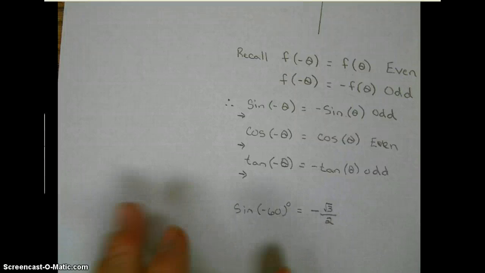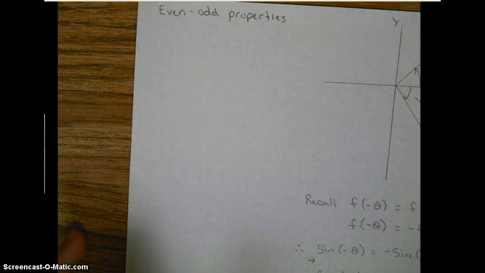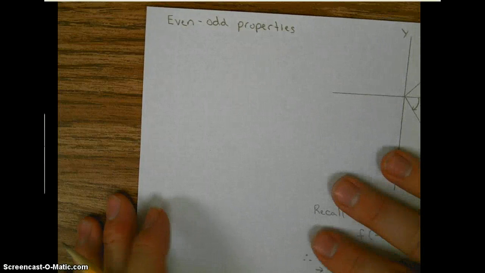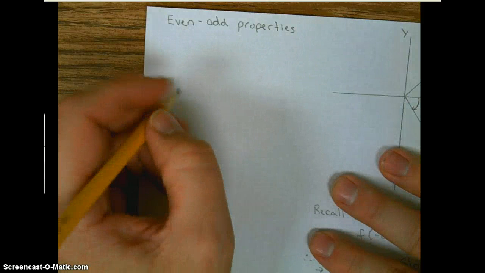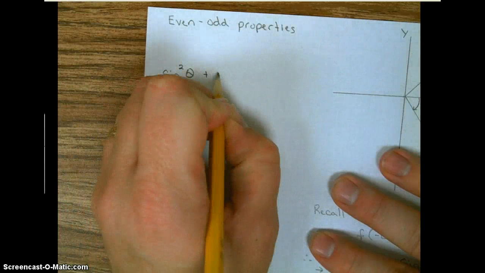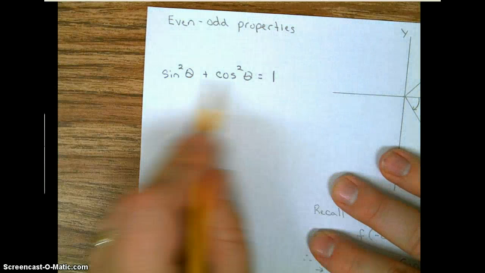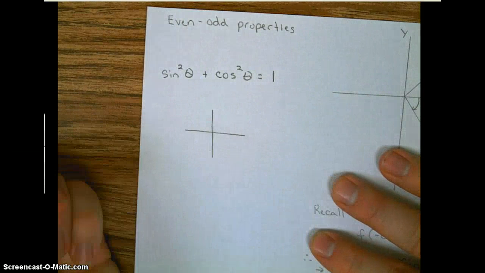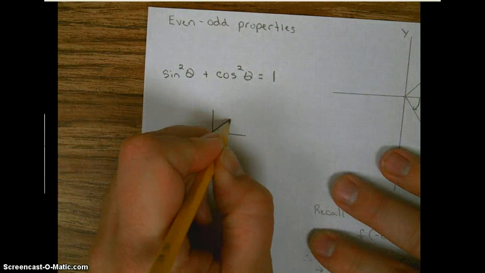All right, let's take a look at some other properties. These properties can be found in your textbook on page 394. First property we want to look at is the Pythagorean property, and it goes like this: sine squared theta plus cosine squared theta equals 1. And let me show you how we get that. You know, on our unit circle, what is the radius of our unit circle? Our radius is 1.